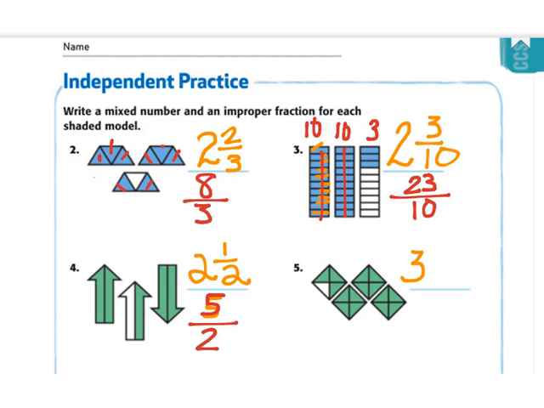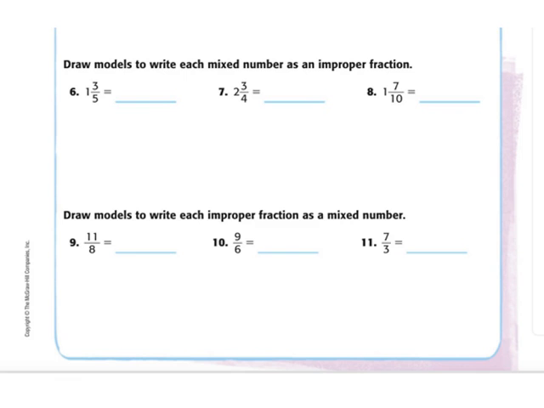And then finally, number 5. We have 3 wholes. And then we have 3 out of 4 of that partial model. And then for our mixed number, I know I've got 4, 8, 12, 13, 14, 15. And what is my model divided into? Each model is divided into 4. So 15/4.